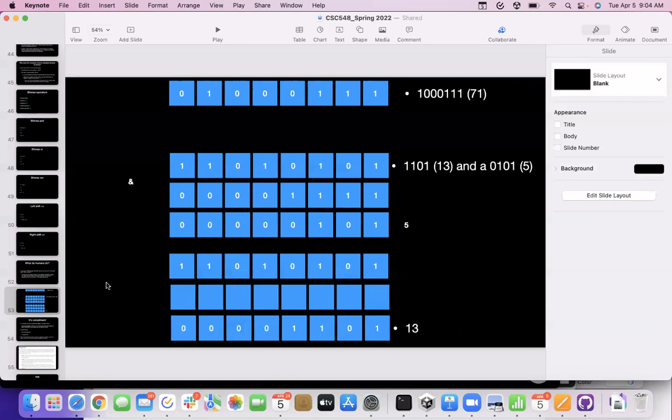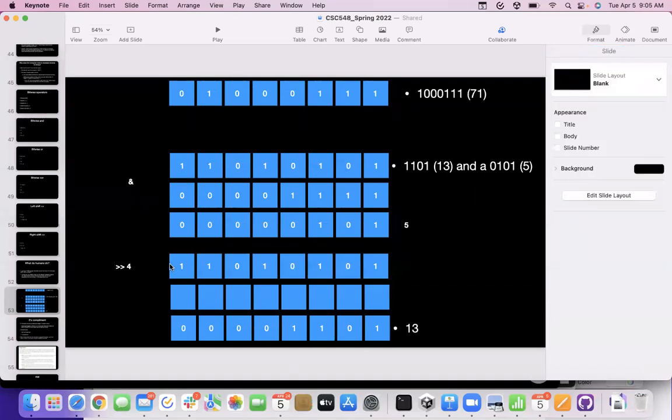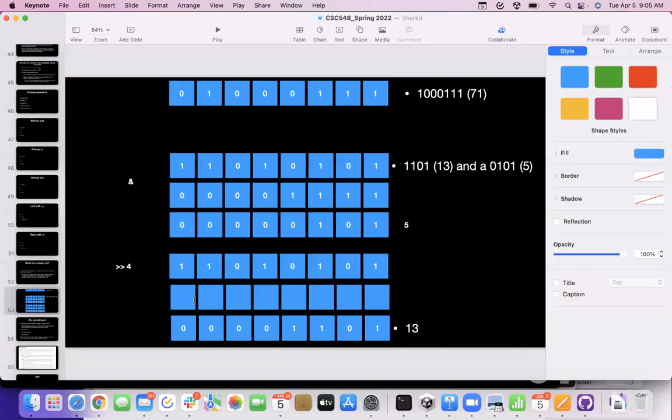Right shift. You want to do a right shift? Yeah. Okay. How many right shifts? 4. 4 right shifts? Yes. If I do 4 right shifts on this guy, so if I take this value and I right shift it 4 times, that's going to keep moving these things over, filling in zeros on this side.